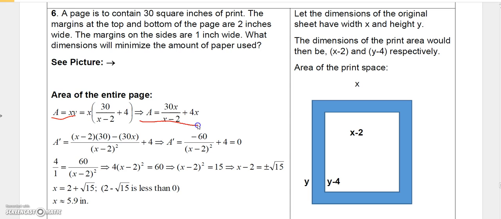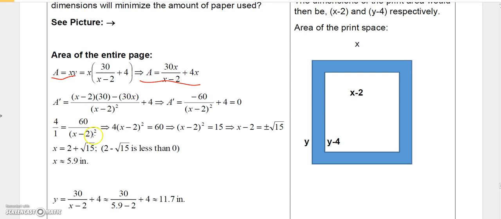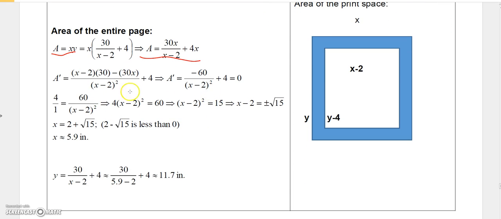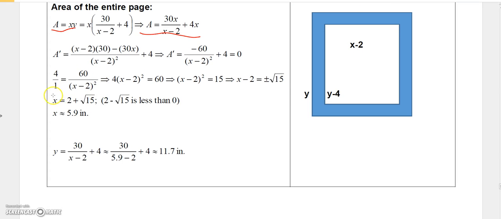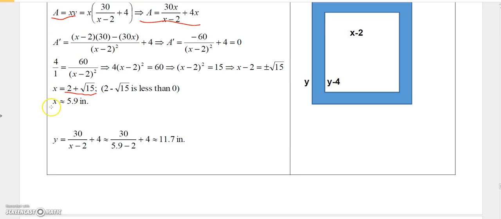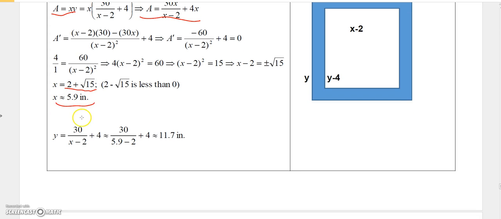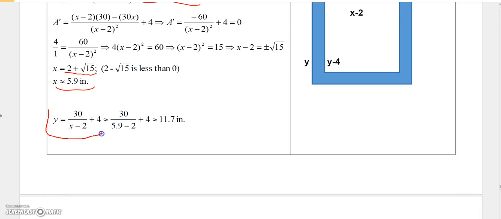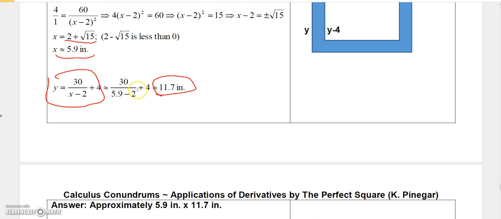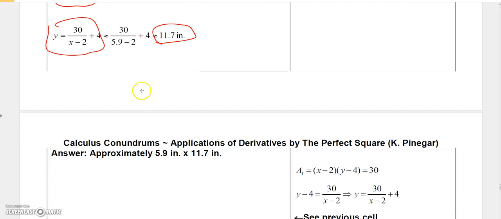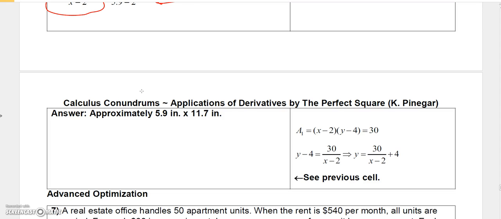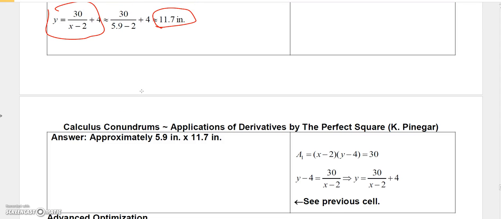And then you've got your area. Then you take the derivative of this, set the derivative equal to 0, and then solve it for X. So X is about 2 plus the square root of 15, which is about 5.9 inches, and then you plug it back in here to get your Y value, which is about 11.7 inches. And that's it. So the answer is approximately 5.9 by 11.7 inches.